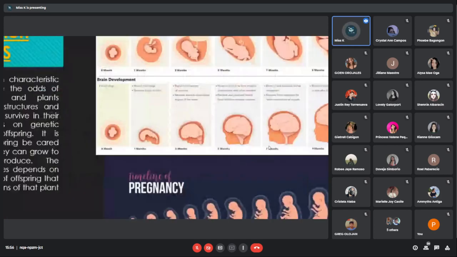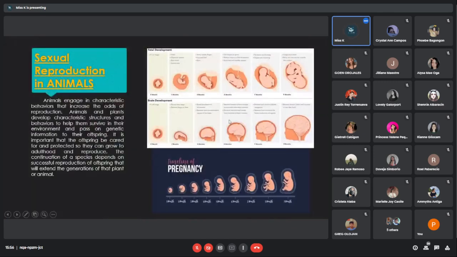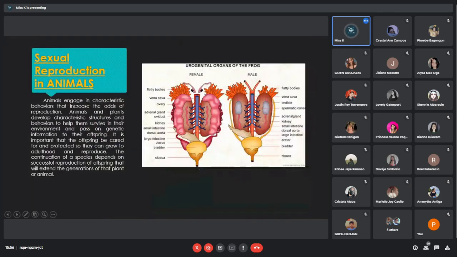Okay, this one is the female reproductive or urogenital organs of the frog. The reproductive organs of the frog, whether female or male, are not separated from the other organs. They are attached to each other. I will present this to you another day because I will have to run you through the parts of the frog. You need to identify these when dissecting the frog, okay?